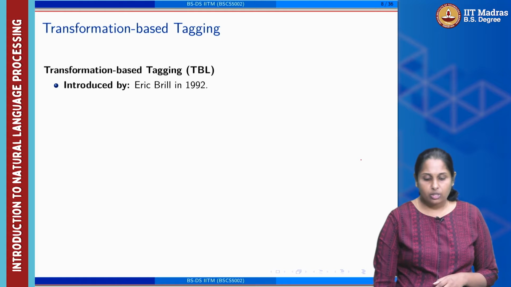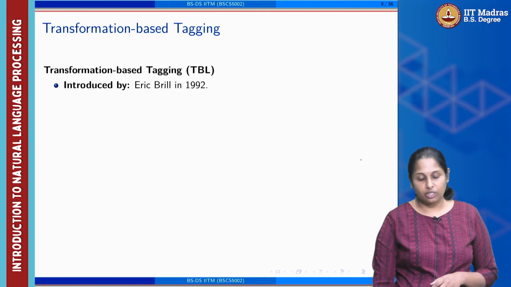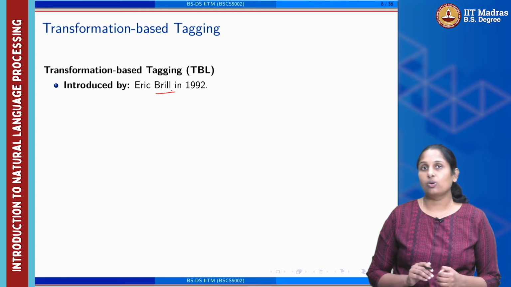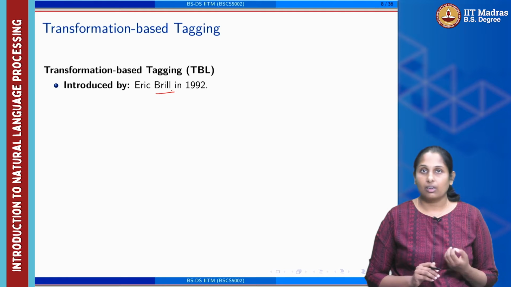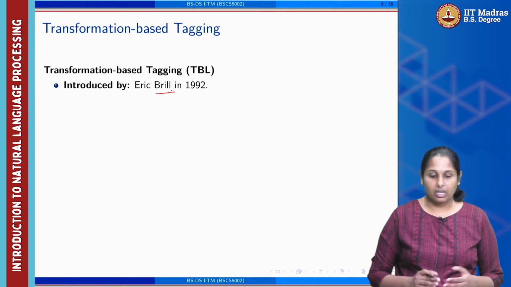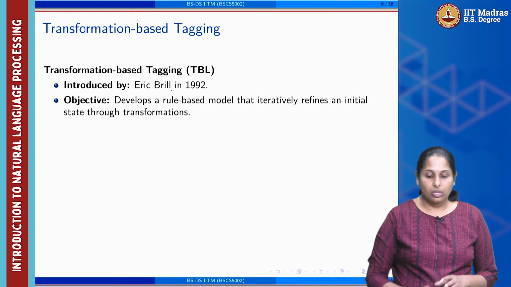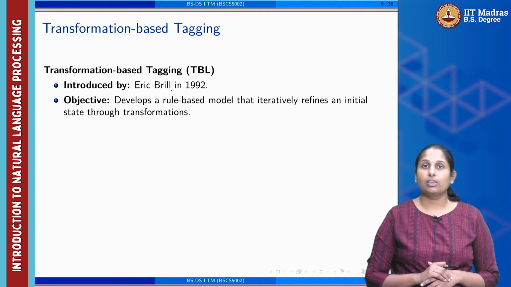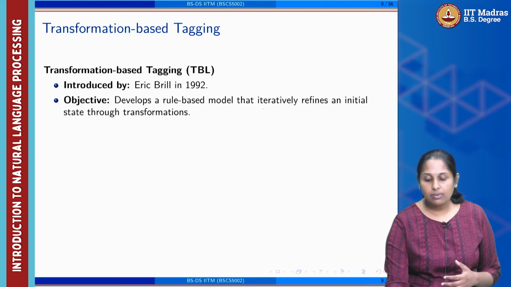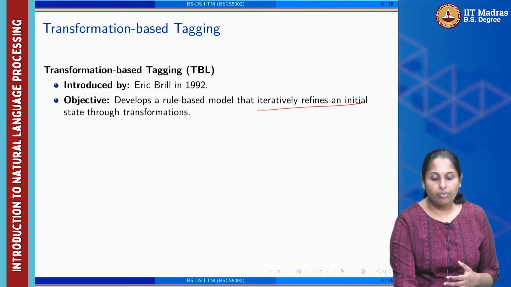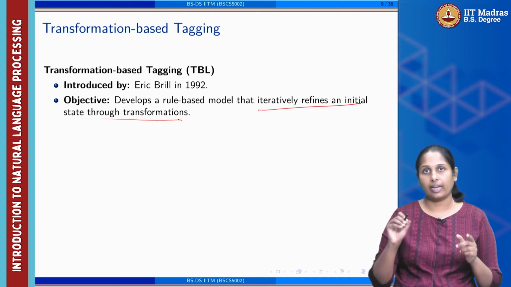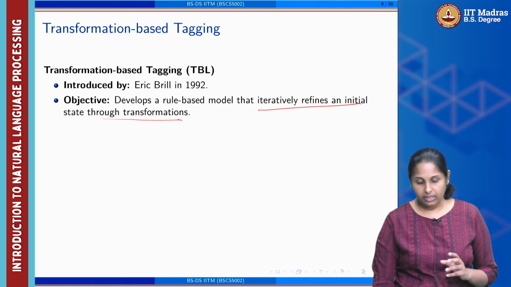It was introduced by Eric Brill in 1992. The Brill tagger is one of the very well-known successful taggers in languages. So this is based on transformation-based tagging. The objective of this approach is to still use a rule-based approach, but use it iteratively so that we can go through different kinds of transformations and finally select the best tag from the given tag set.